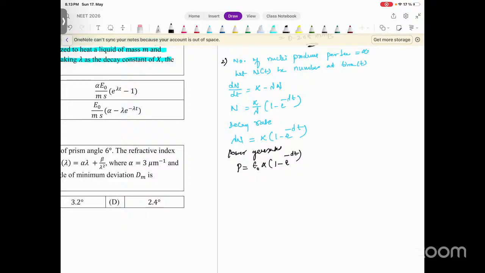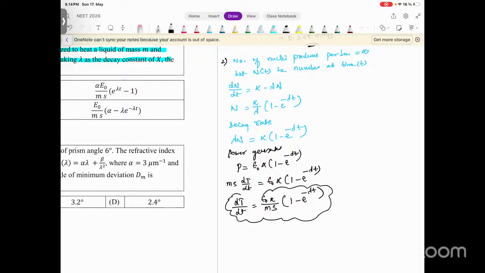And you already know that power is also equal to m s into dT divided by dt, isn't it? So that is equal to E naught into alpha into 1 minus exponential to the power of minus lambda t. So now I can write dT divided by dt is equal to E naught into alpha divided by m into s into 1 minus exponential to the power of minus lambda into t. So this should be the answer.